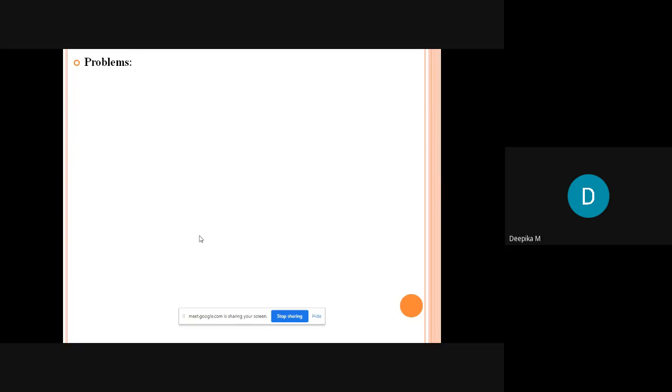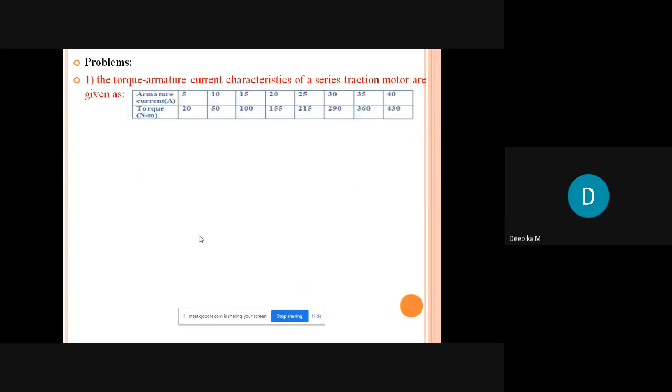Related to the operating characteristics of the DC series motor. So the first problem is this: the torque armature current characteristics of a series traction motor are given as follows. Here they have tabulated some readings, that is, for different armature currents they have measured the torque. Hence they have tabulated the readings like this.